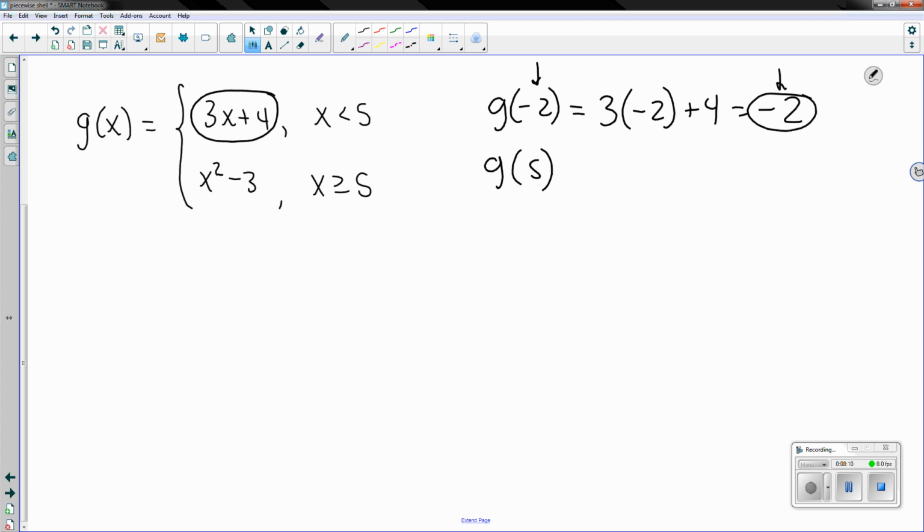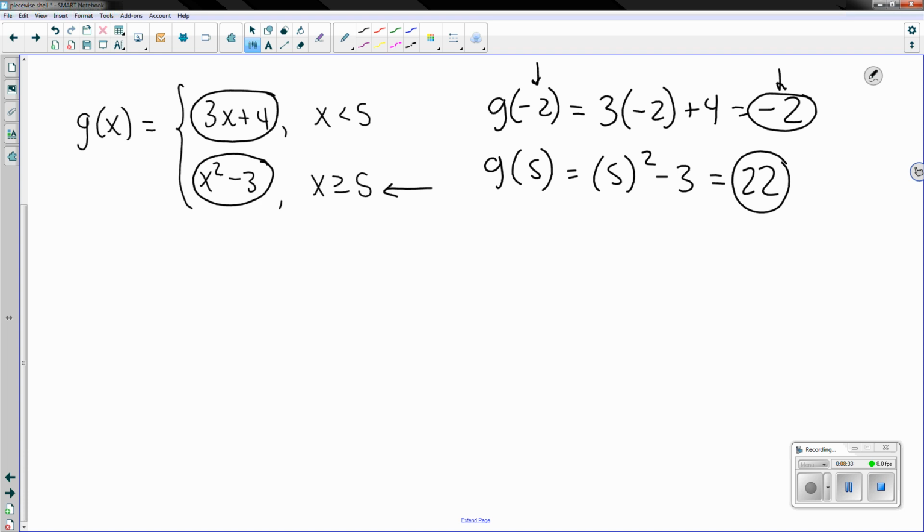G of 5, what inequality does it satisfy? Is it less than 5, or is it greater than or equal to 5? It follows this, and therefore we're going to follow this function rule for g of 5. Again, don't give me the rule, give me the actual output value. So I'm going to substitute 5 in for x, and we're going to get 5 squared minus 3, which is 25 minus 3, and that gets us 22.